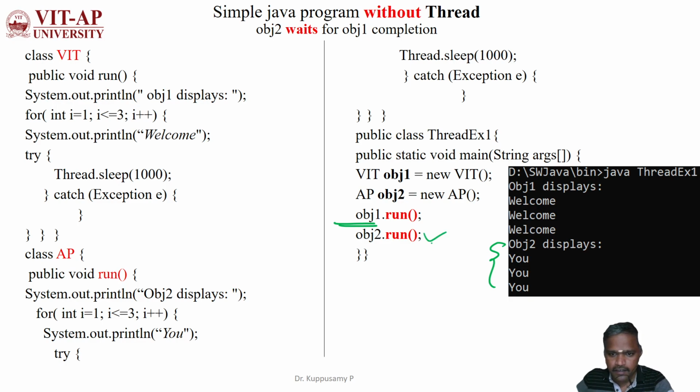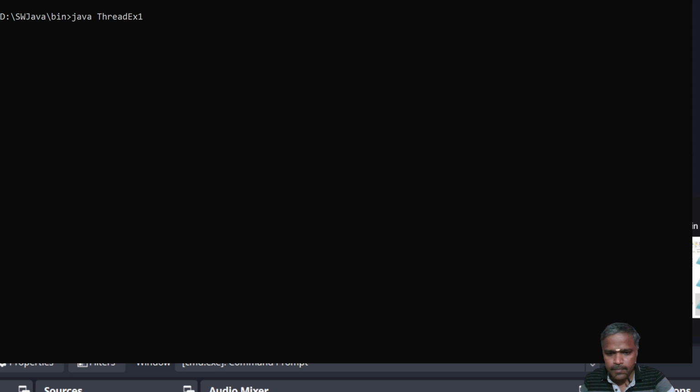Okay, so here this object is waiting until the completion of the first object. So that is the normal Java program execution procedure. We will see the execution here. In the command prompt you see, when I am running the java program, the welcome is first displaying, and each time it is waiting for another object for 1000 milliseconds.